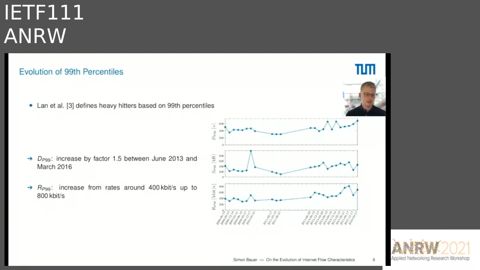Regarding the 99th percentile of flow duration, here on top of the plot, we observe that there's only little increase during the years 2008 until 2013, but afterwards we observe an increase by a factor of 1.5 between June 2013 and March 2016. A further major finding of that analysis is the increase of the 99th percentile of flow rates, which refers to the bottom plot here. And here we observe a clear trend towards larger flow rates in the 99th percentile, i.e. an increase from around 400 kilobits per second up to 800 kilobits per second in 2015.